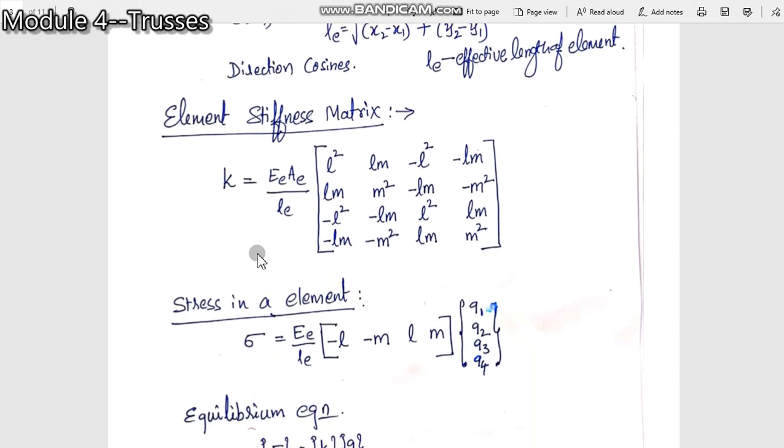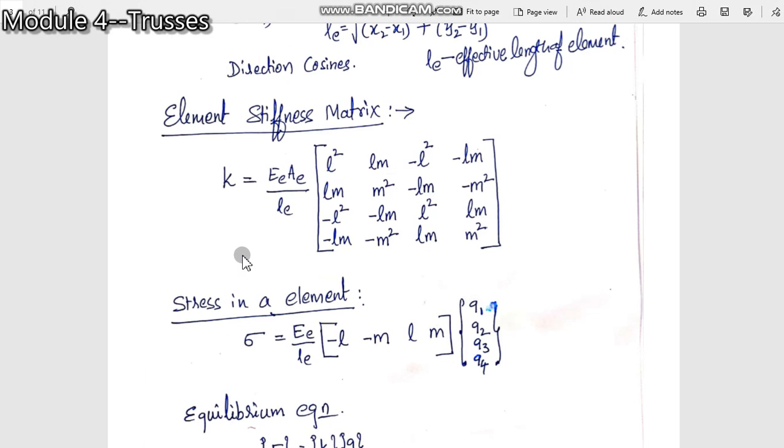Now if you look at the element stiffness matrix, here I am not going to get into the derivation part of the stiffness matrix, but I will be telling you only about the stiffness matrix. Now this is given by this formula, E e A e by L e, times the matrix l square, lm, lm, m square. It's a 4 by 4 matrix. Why? Because each element will have totally 4 degrees of freedom, that is 2 nodes, each node having 2 degrees of freedom. So it will be a 4 by 4 matrix.